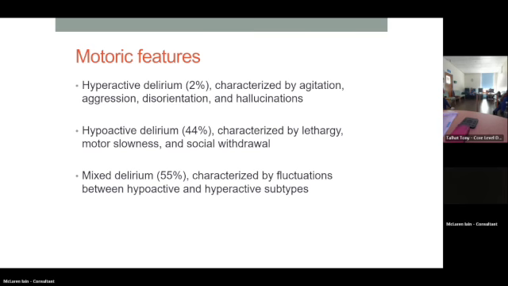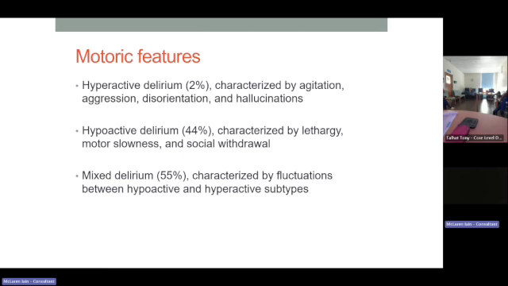The motoric features, or what we observe from the end of the bed, can be broken down into three major types. We are all very good at recognizing hyperactive delirium, where the patient is very agitated, can be aggressive, pulling lines out, attacking people around them, they're disorientated, and they are having hallucinations. In fact, that pure hyperactive delirium is relatively rare.